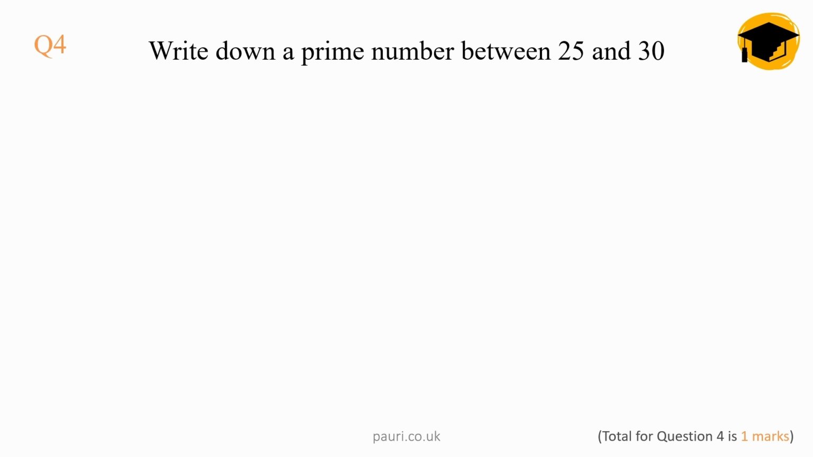Write down a prime number between 25 and 30. So let's work through it. 25, that's not prime because 5 times 5 is 25. 26, again you can divide that by 2, in the 2 times tables. 27 goes into the 3 times tables, so that doesn't work. 28 doesn't work because that's even, it goes into 2's. 29 works because no number times another number gives 29, so it is a prime number between 25 and 30.